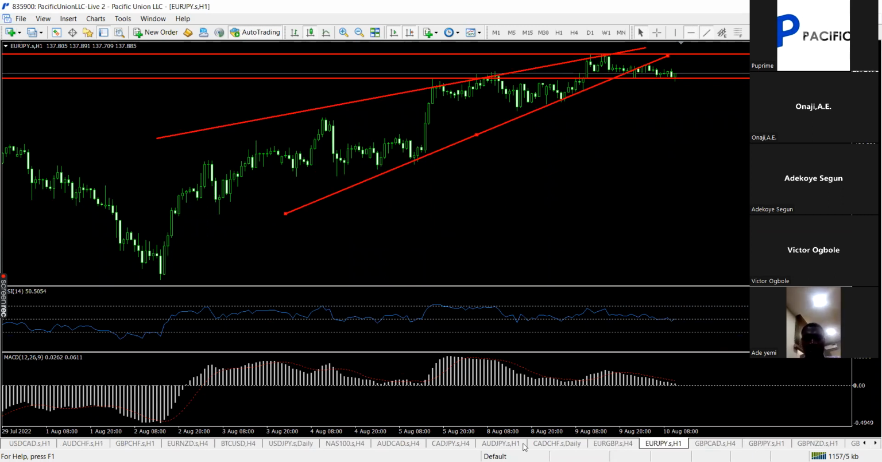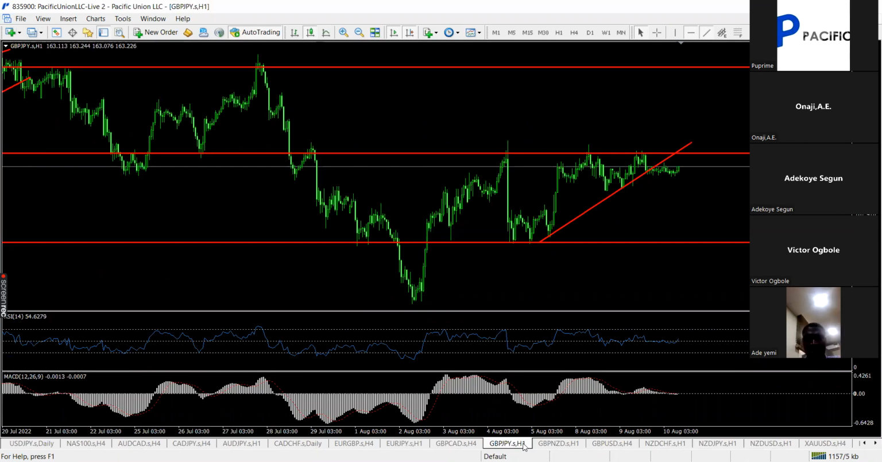Okay, let's check GBP-JPY. Wow, GBP-JPY is not stable at the moment because now there's a triangle pattern here. Price hits that many times. Support, resistance, resistance, resistance, resistance, and we have a triangle, and price already broke out. But then you see that instead of coming downwards, it's going upwards.